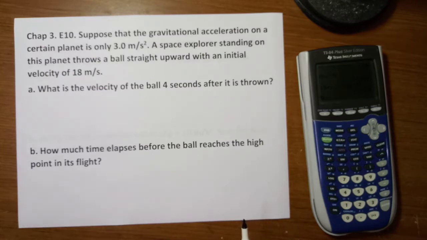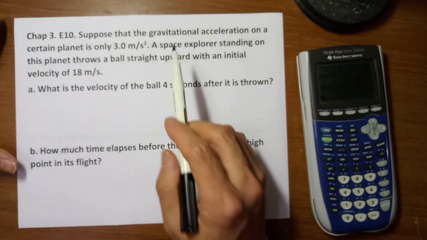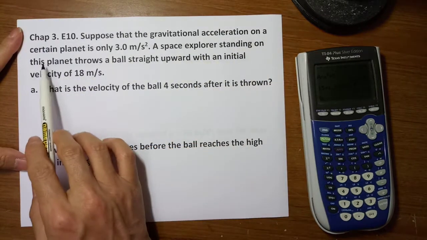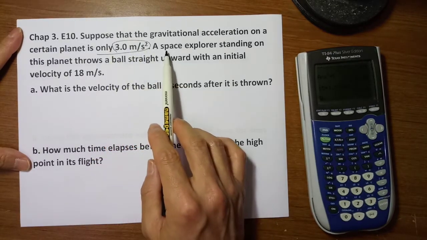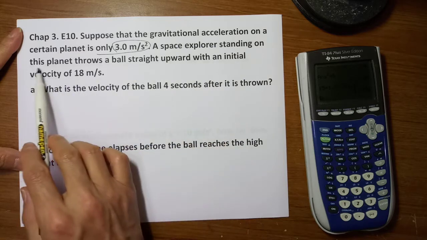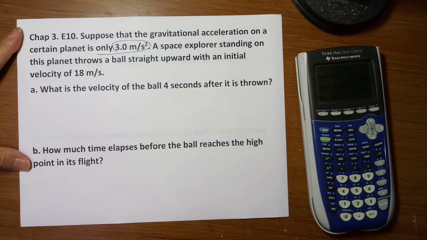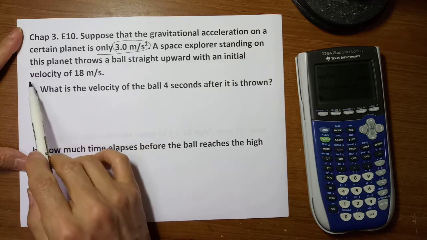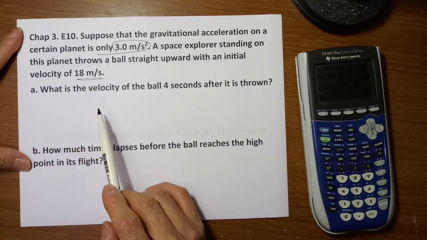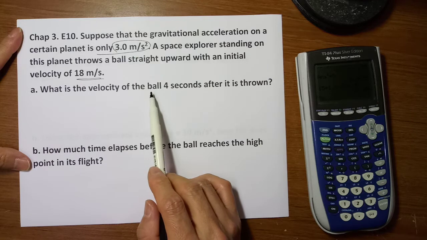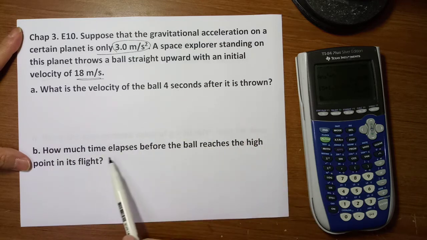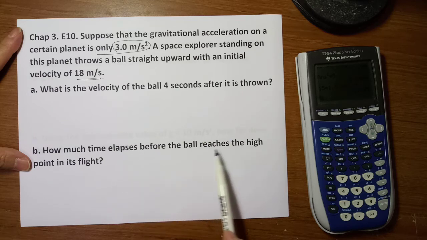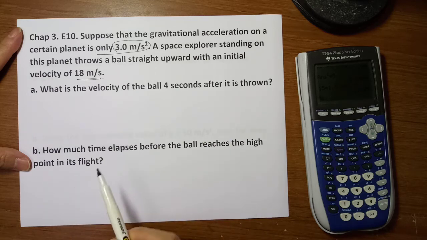Okay, the next question is chapter 3, E10. Suppose that gravitational acceleration on a certain planet is only 3 meters per second squared. A space explorer standing on this planet threw a ball straight upward with an initial velocity of 18 meters per second. What is the velocity of the ball 4 seconds after it's thrown, and how much time elapses before the ball reaches the highest point in the flight?